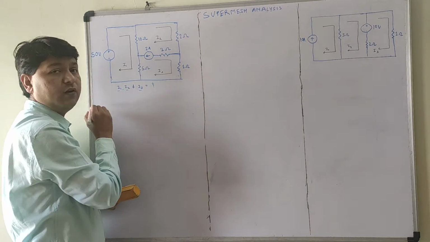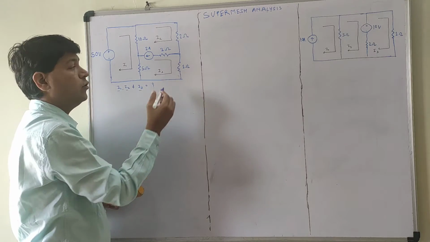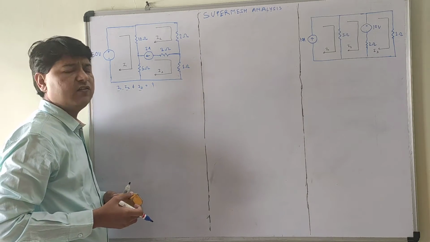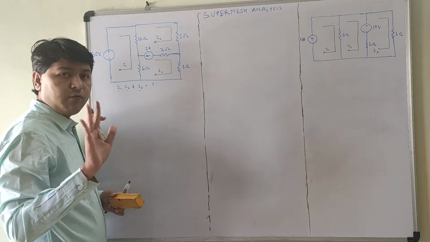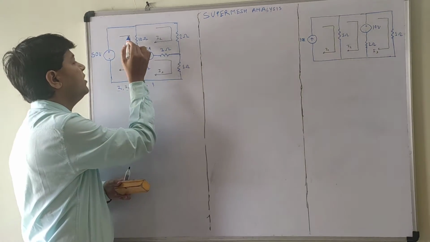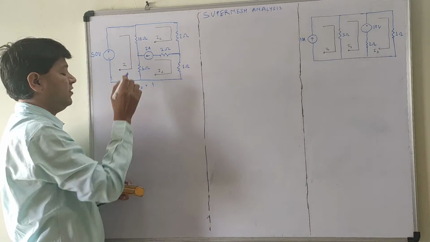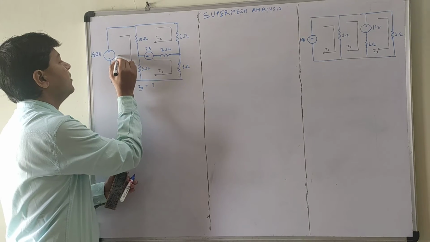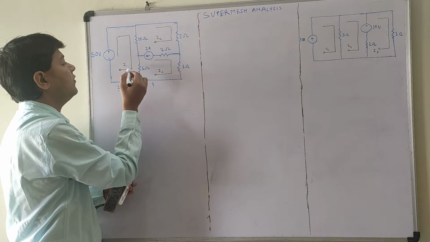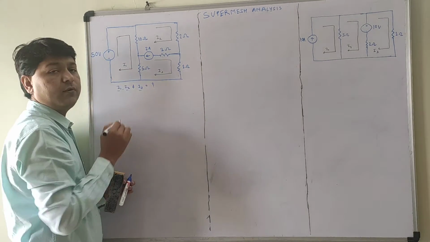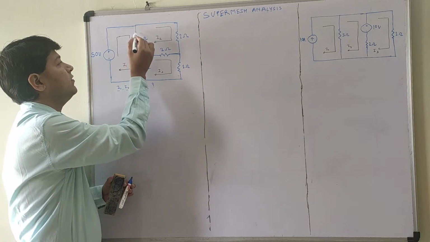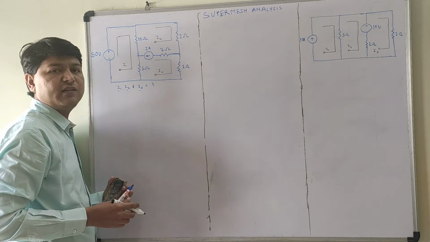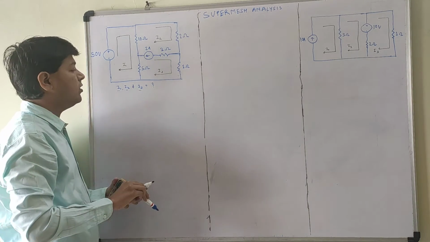I1 is the current flowing through the first loop, I2 is the current flowing through the second loop, I3 is the current flowing through the third loop. So what mesh analysis do we have to do, that we will see. First of all, for the loops which have the current source, and for this first loop, there is no current source in between. So for this first loop, I can apply a simple mesh analysis.